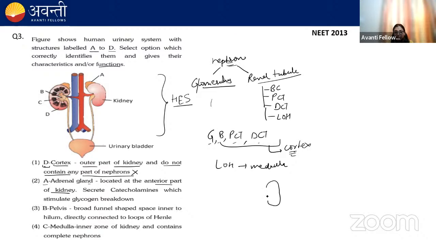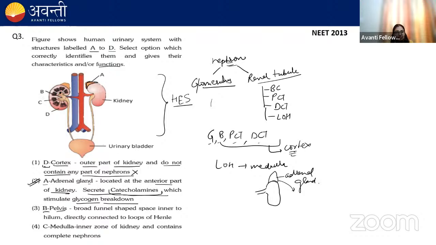Yes, if this is a kidney, here is the adrenal gland. It is present at the anterior part of the kidney. It secretes catecholamines. Yes, the adrenal gland secretes catecholamines, which are secreted by the medulla of the adrenal gland, which are epinephrine or norepinephrine. We also call them adrenaline or noradrenaline, and they stimulate glycogen breakdown. Yes, they stimulate glycogen breakdown. So this is the correct option. We can see that A is the adrenal gland.